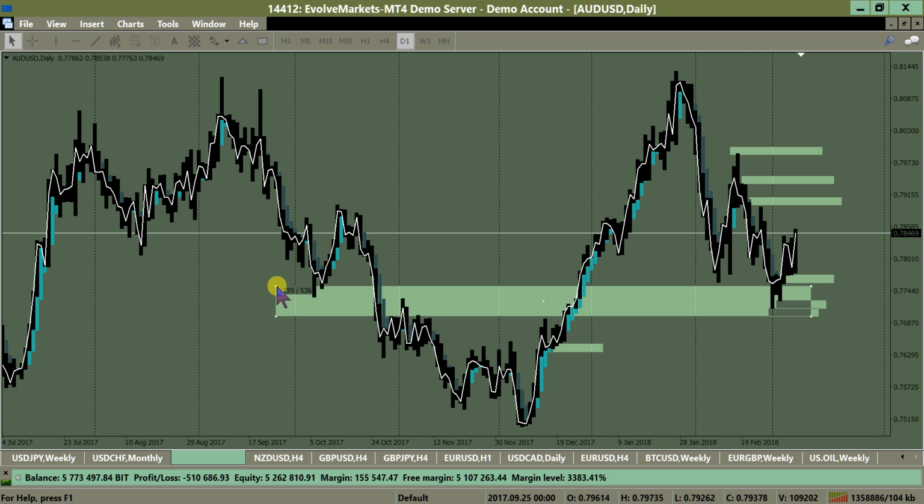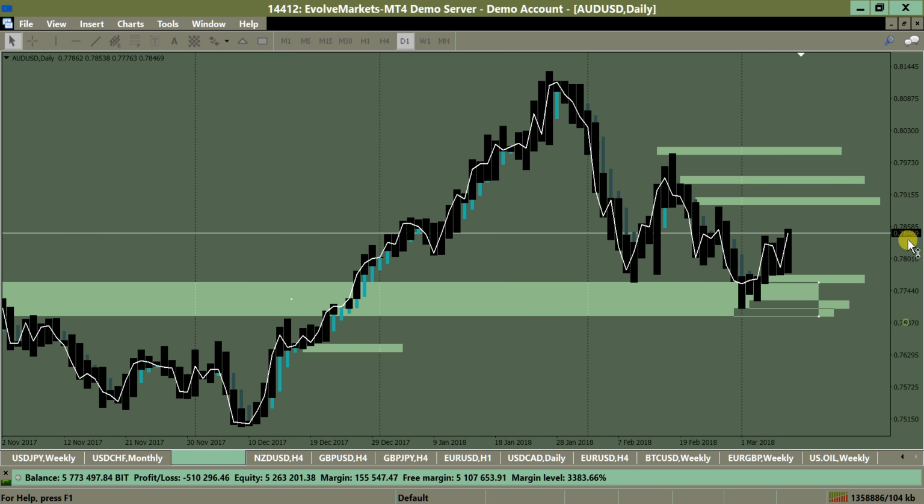You think? A big pivot region here. But having the scalp built into that, just the scalp alone on this is worth a ton. This is the weekly chart.